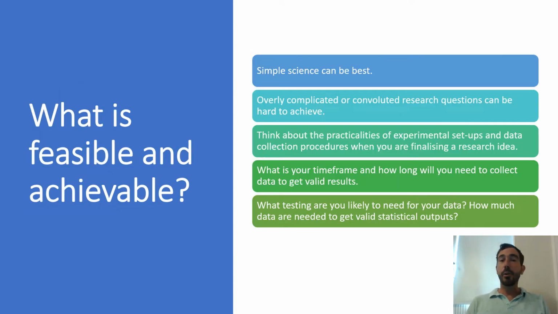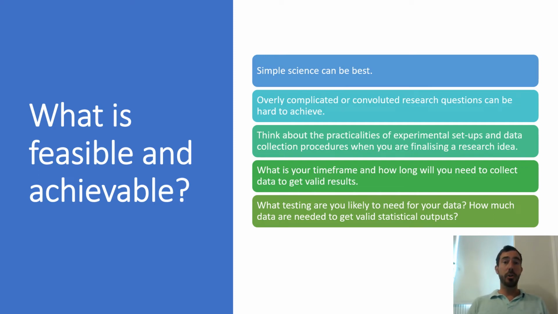When you're considering your research question, it's best to think about what's feasible and achievable. This is a postgraduate piece of research. It's not a PhD. It's not a 3-year postdoc. It's not somebody with a £1.5 million research grant. Simple science is best. Yes, you need to do more than you would have done for an undergraduate project, more data collection, more complex statistical analysis, a broader research question, but don't be overly complicated or convoluted.